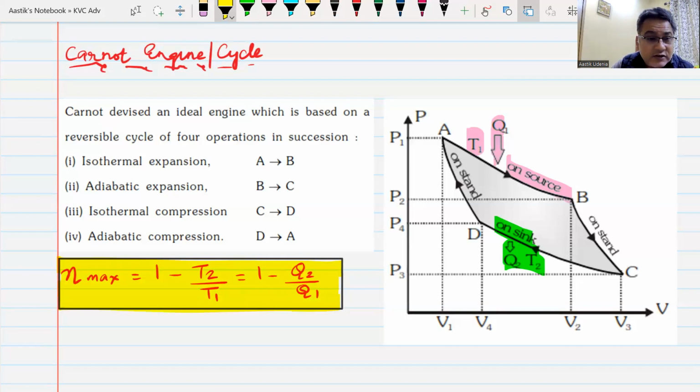Do we understand this Carnot engine or Carnot cycle? Yes, sir. I'll give you 2 minutes to note it down.